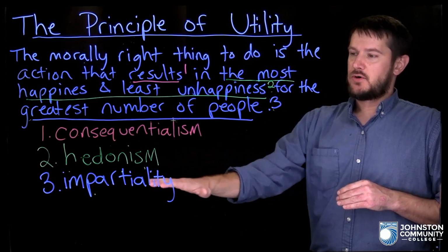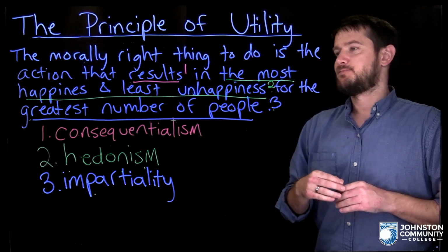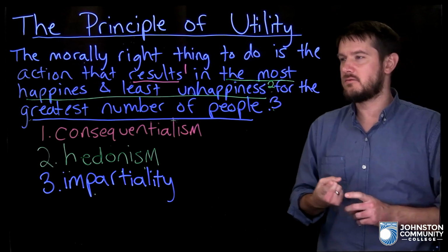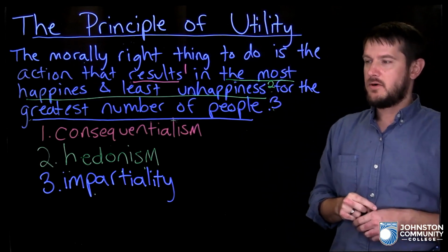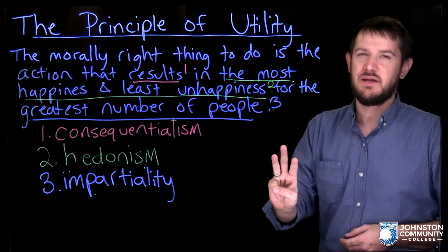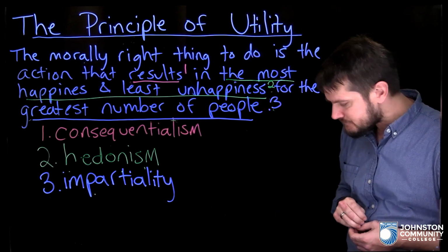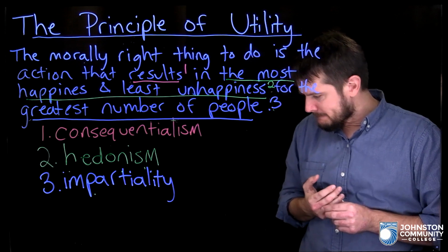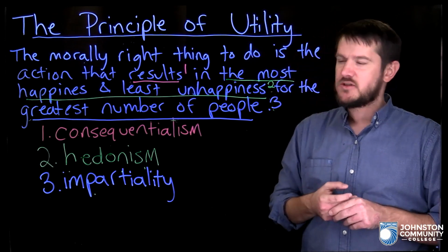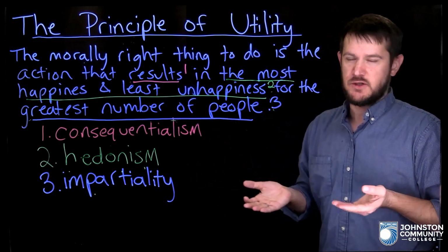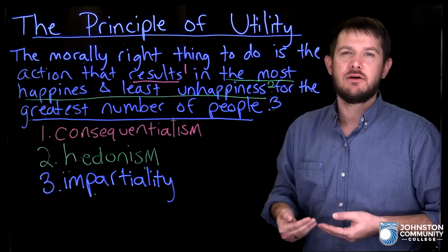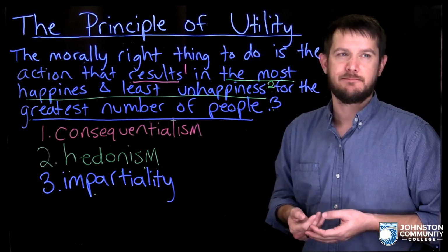Okay, so impartiality says each person's happiness gets equal consideration. Okay, so this is utilitarianism. The right thing to do is the thing that results, and that's consequentialism, in the most happiness and least unhappiness, that's hedonism, for the greatest number of people, that's impartiality. Sometimes you'll see this called the greatest happiness principle, often summarized with the phrase, the greatest good for the greatest number.